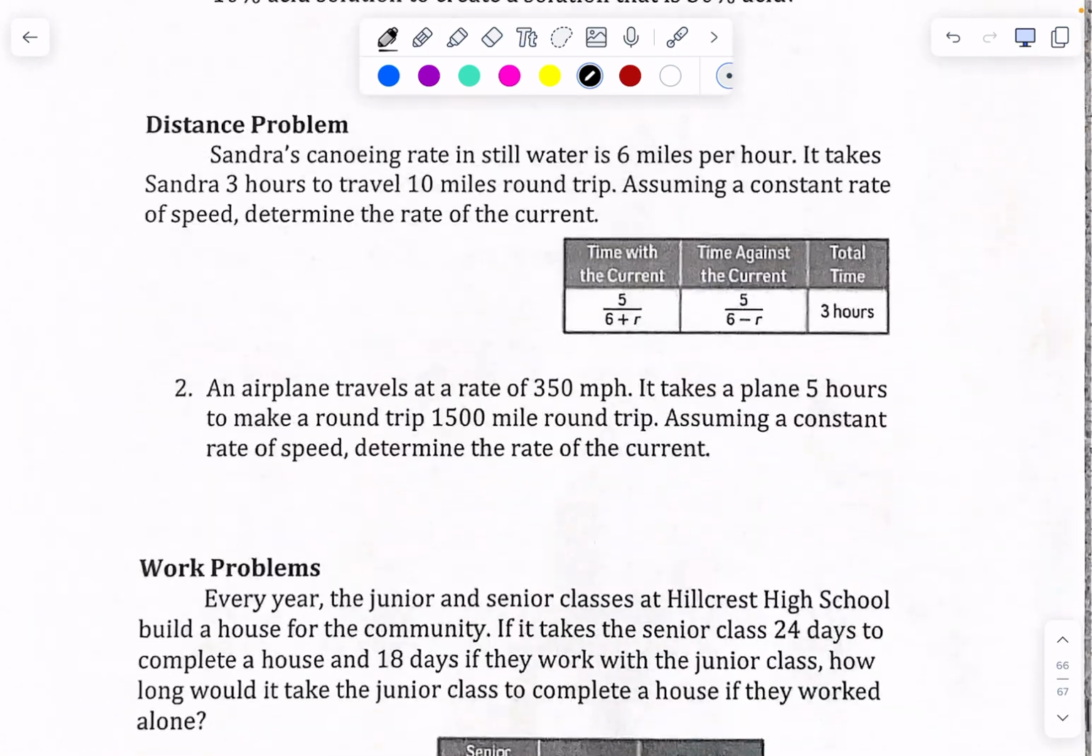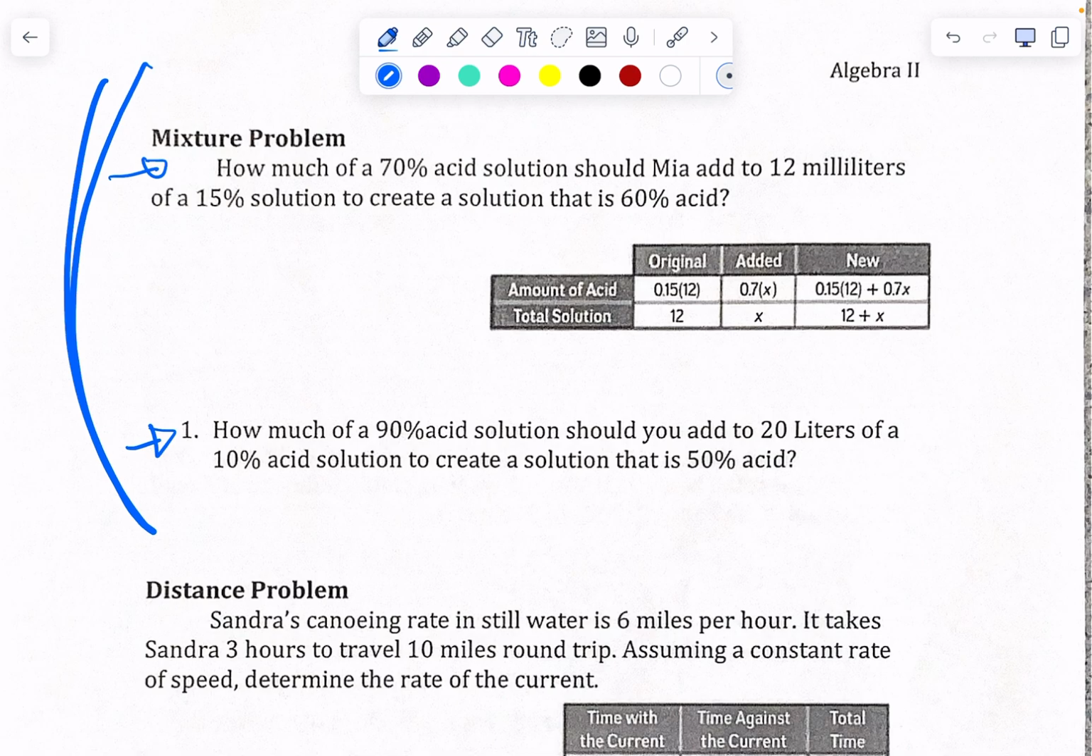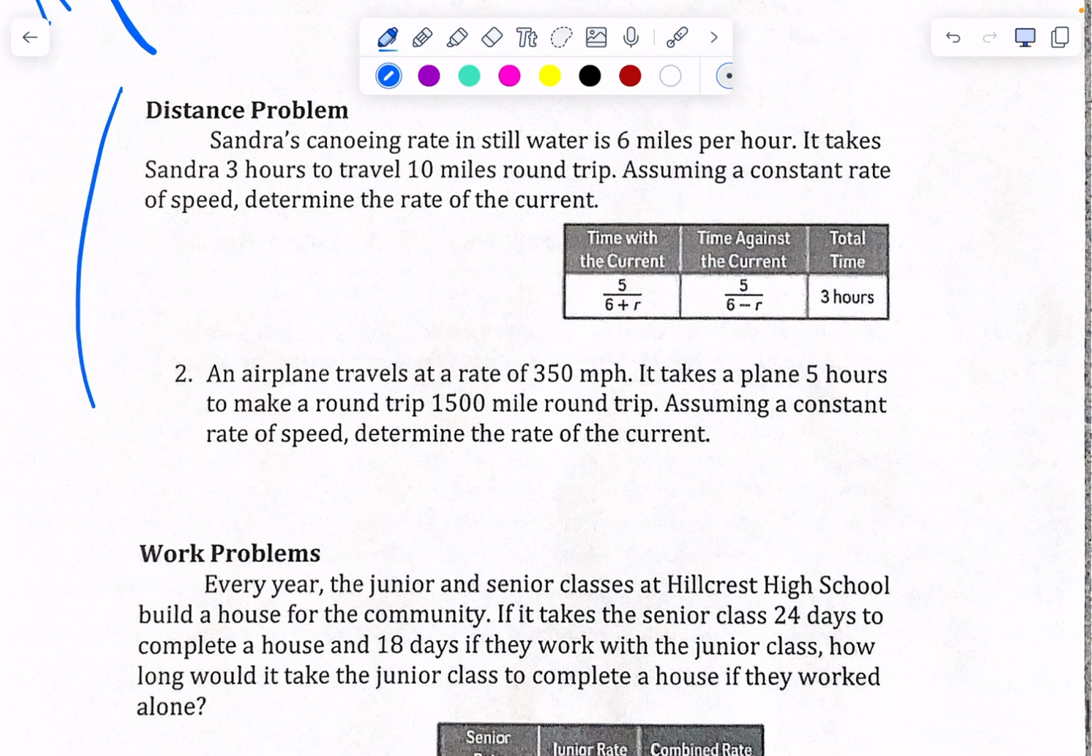All right, on the front side here, mixture problems. There are two different types of mixture problems. I am going to do this first one with you, and then number 1 is homework. Do you see that? Okay, this is how this works. I do one with you and one for homework. They are very similar. If you do not listen for the top one that I do, you will be lost. The distance problem. There is one that we will do together. Number 2 will be for homework. Do you see how that works?